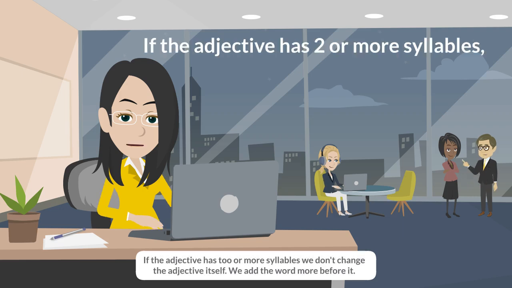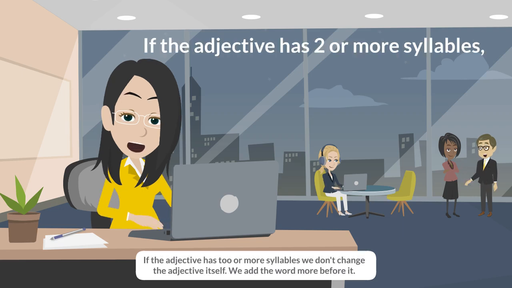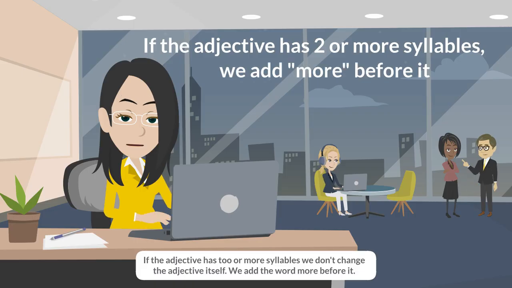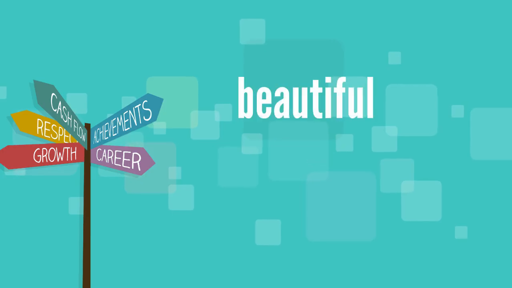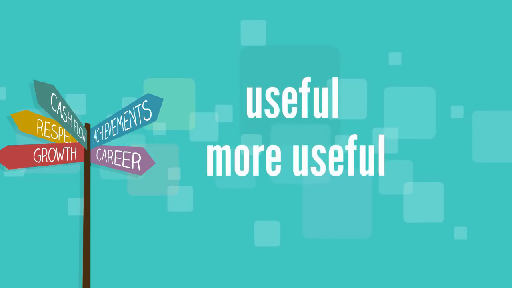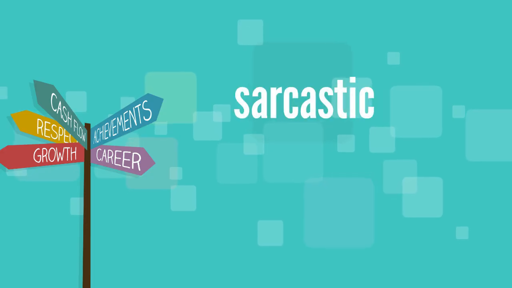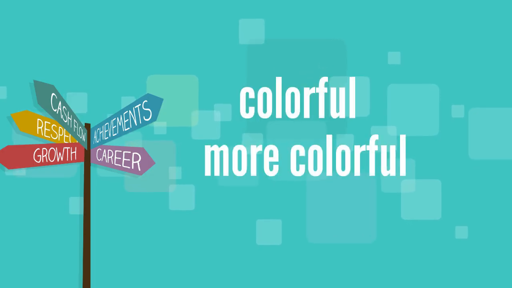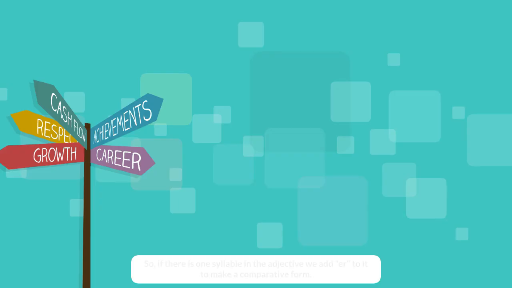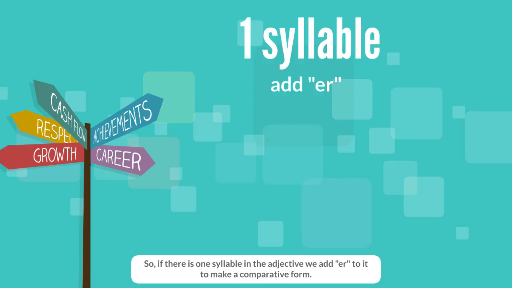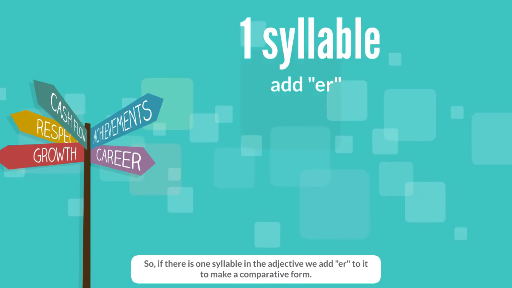If the adjective has two or more syllables, we don't change the adjective itself. We add the word more before it. Beautiful, more beautiful, useful, more useful, sarcastic, more sarcastic, colorful, more colorful. Very simple. So if there is one syllable in the adjective, we add er to it to make a comparative form.